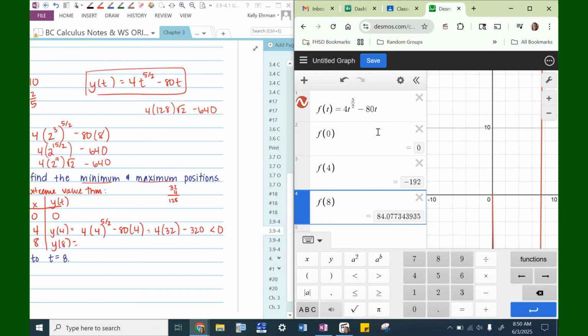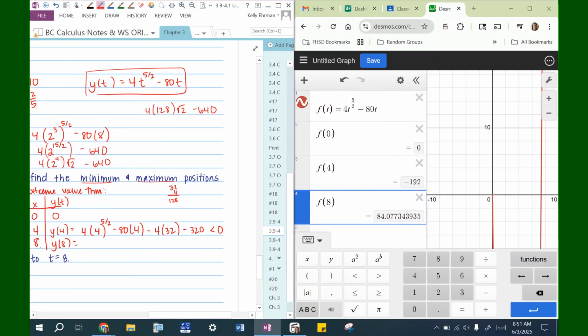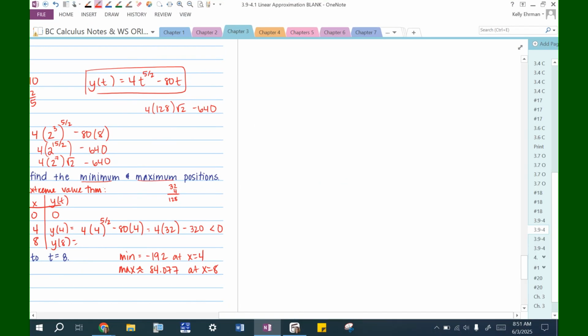So what is the absolute max and absolute min? So the min is negative 192, and the max is this value here. So I'm going to write those down. If I want the exact value, I could just plug in, like show y of 8. But I'm going to say min equals negative 192 at x equals 4. Max equals 84.077, I'm rounding that, about equal to, at x equals 8. Okay.